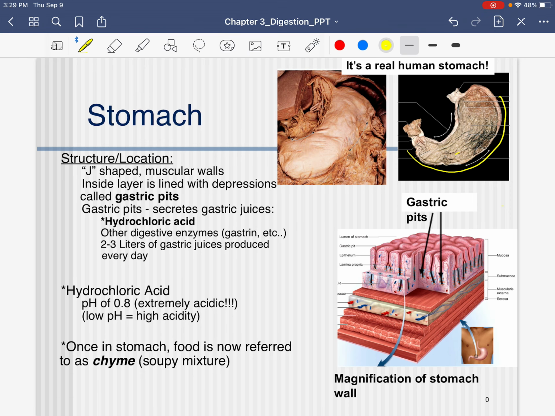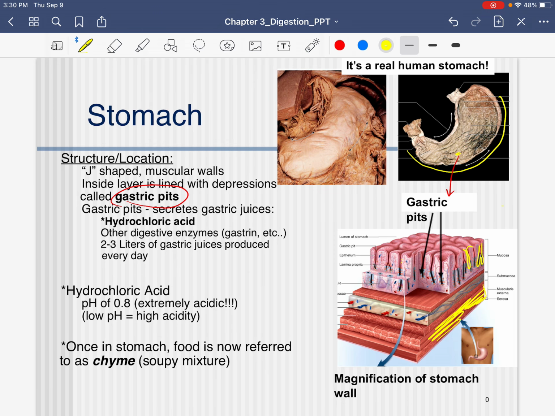If we were to magnify the stomach wall, if we were to take a microscopic sample of the stomach wall and magnify that, of course, we would see that much of the stomach wall is made up of muscle, as is pretty much every wall of a GI organ. But there are some unique things about the stomach. Microscopically, we have these depressions. And these depressions are called gastric pits. Kind of makes sense. Gastric means stomach. Pits means, well, a pit.